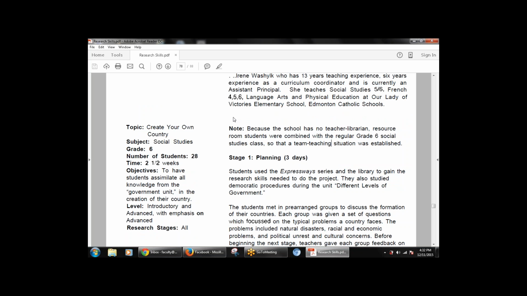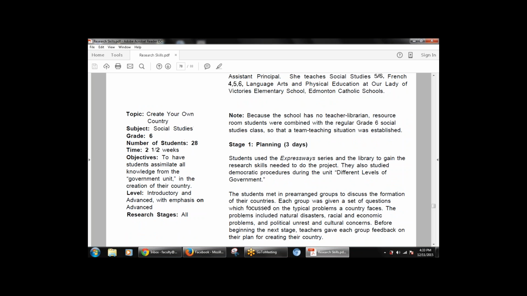So first of all, what is the main topic? That is create your own country. Subject is social studies. Grade is 7. Students are 28. Time is 2.5 weeks. The objective is to have the students assimilate all the knowledge from the government unit in the creation of their country. That is the main objective.